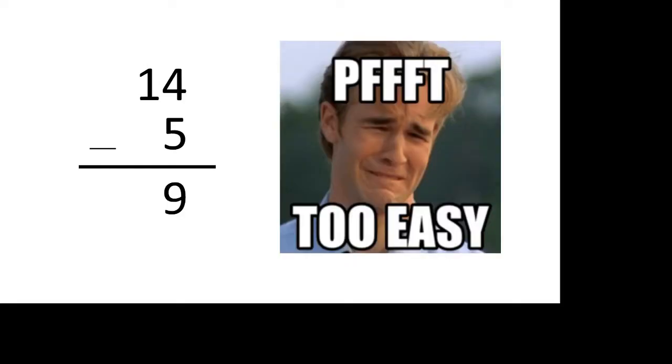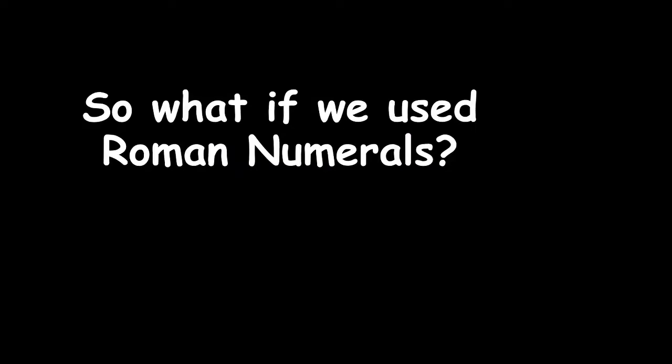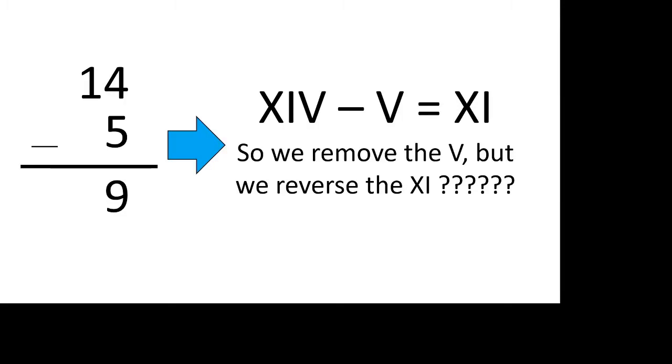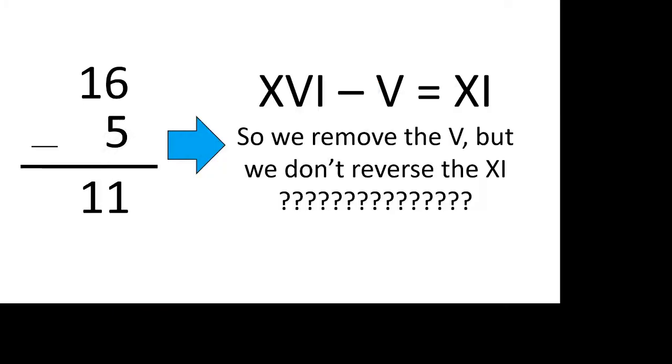Example time. Let's solve 14 minus 5. Easy. Almost an insult to your intelligence to even ask. Now let's try the same problem, utilizing Roman numerals. 14 becomes XIV, and 5 is just V, so taking away a V from the XIV should give us 11. Right? Nope. But now let's try 16 minus 5, which gives us XVI minus V. Now, we take away the V again, but this time we don't reverse the XI.